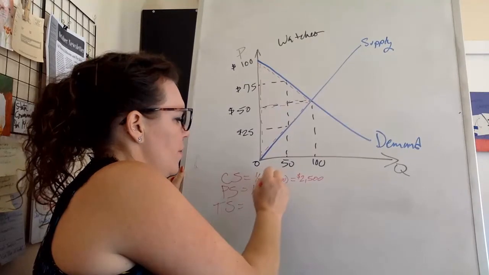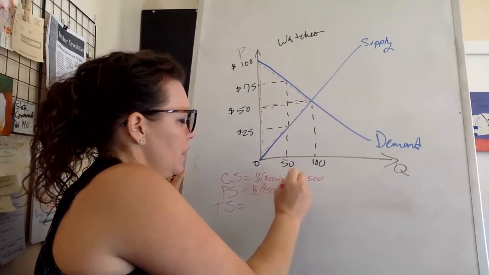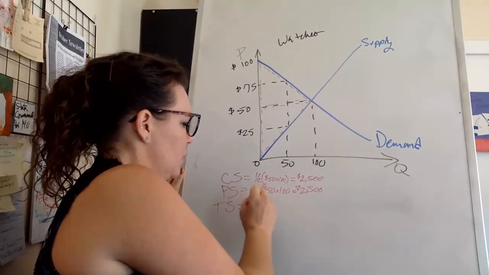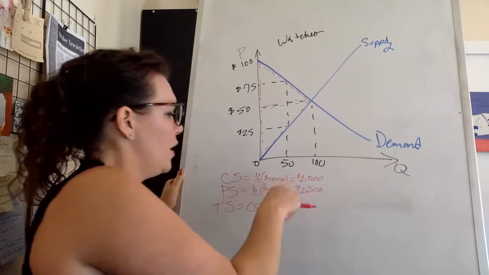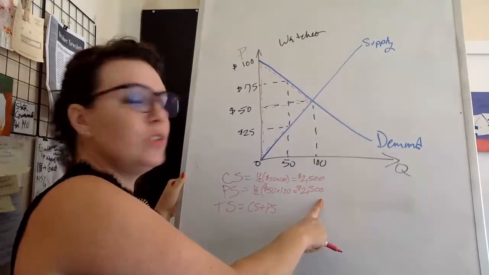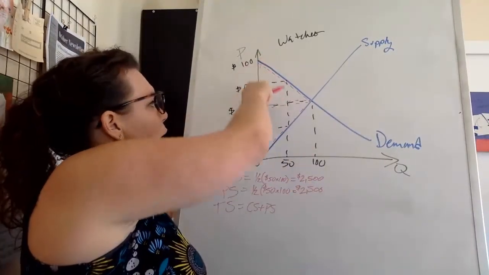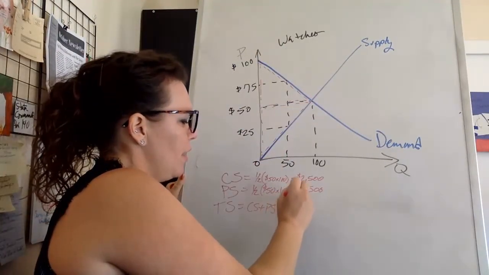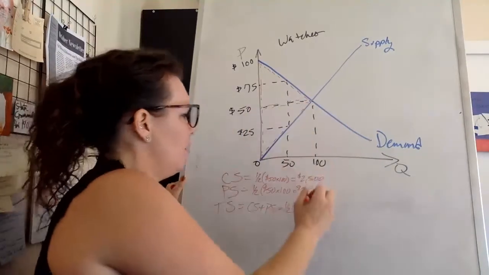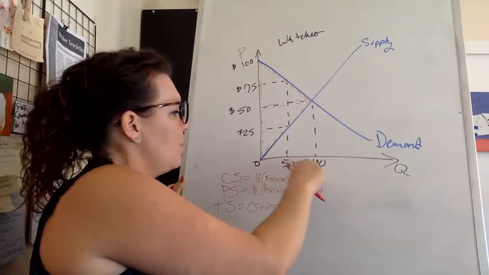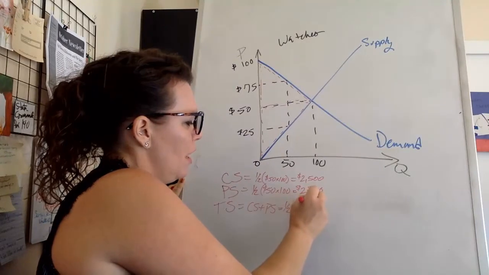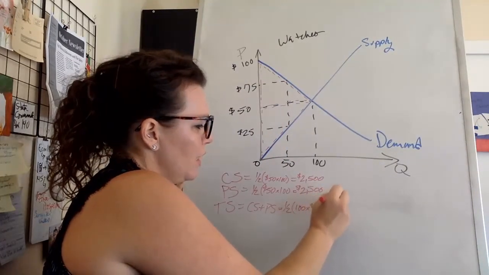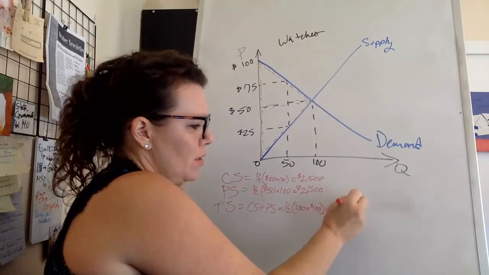One-half of $50 times 100 watches gives us 2,500. Now, total surplus is consumer surplus plus producer surplus, so we can add these up to get $5,000. Or we can look at the area of this much larger triangle beneath the demand curve and above the supply curve, which has a height of 100 watches and a base of $100, which will still give us $5,000.